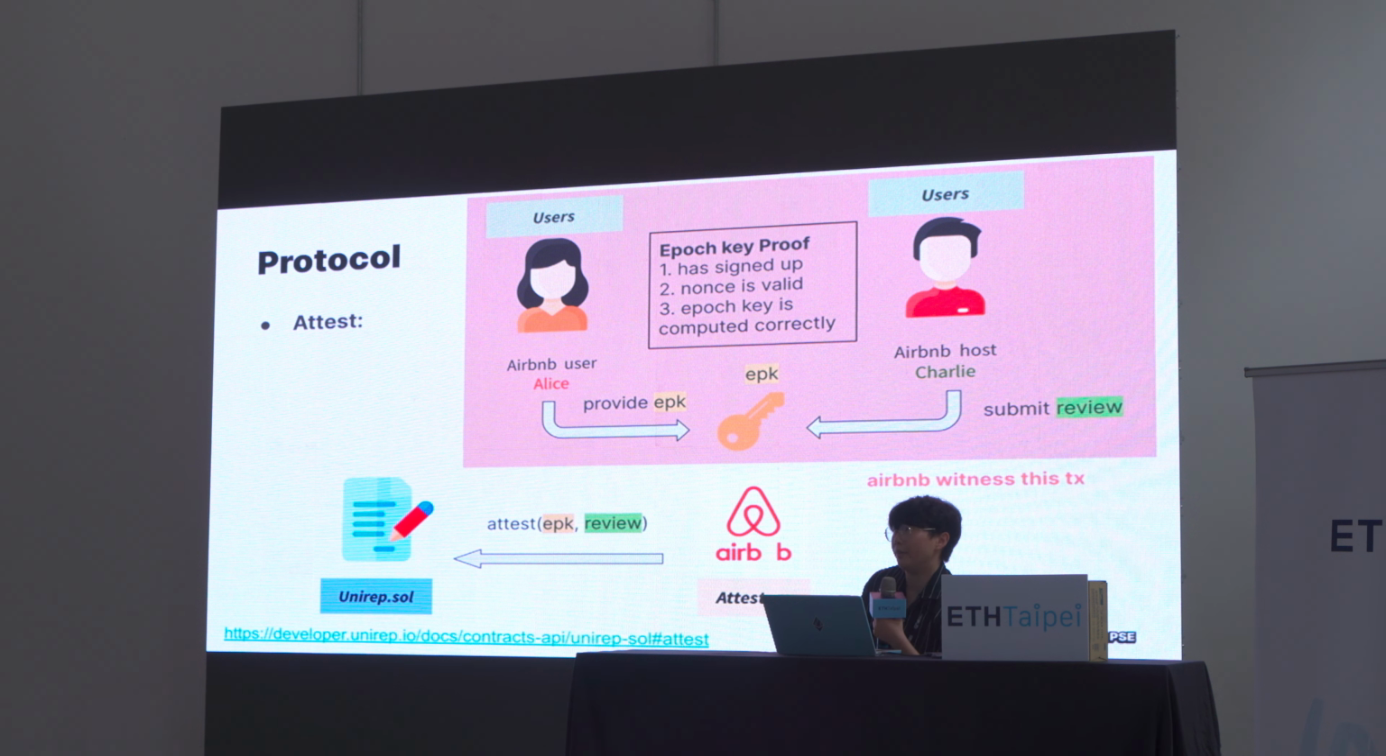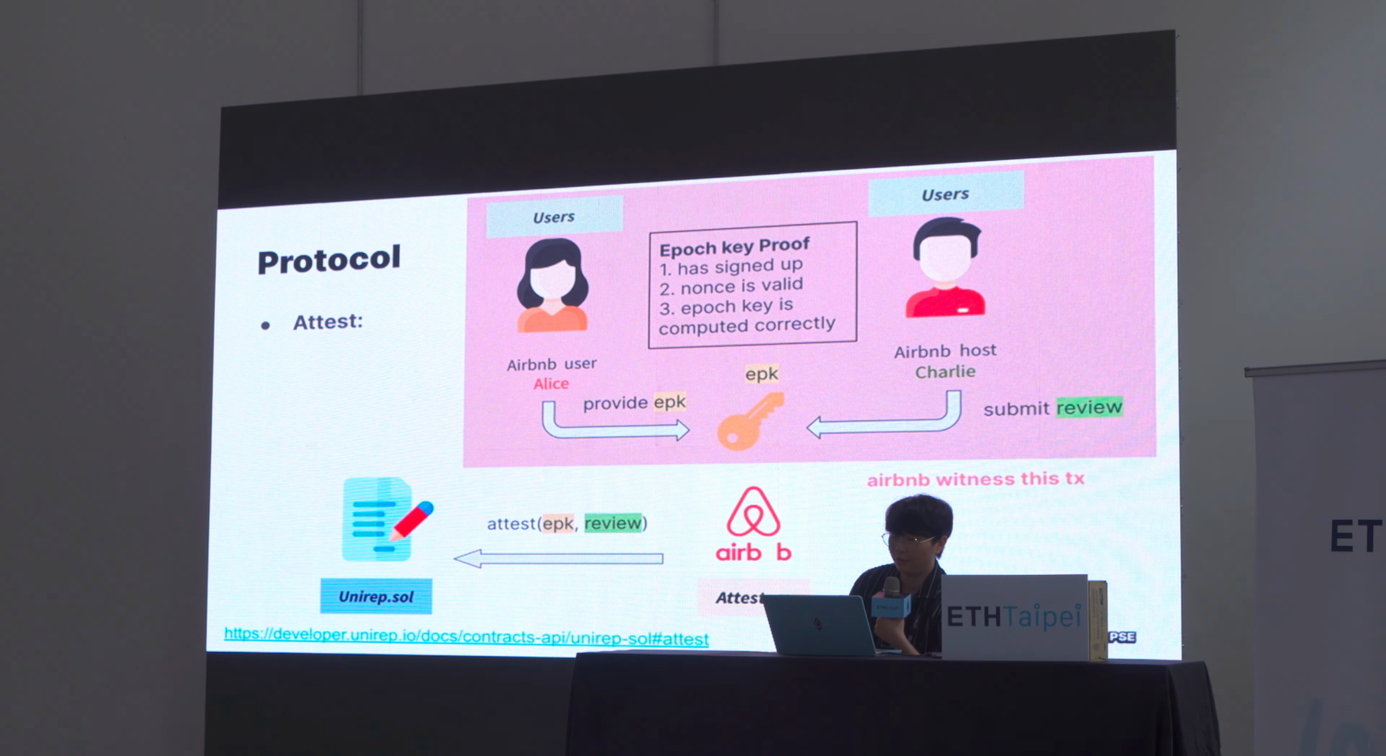Yeah, and if I am the Airbnb company, I can force the user to generate this epoch key before he rents any house, so that we force the users to generate this epoch key before doing any action. After Alice finishes his living, another Airbnb host, Charlie, submits a review to this epoch key. Then Airbnb will witness the whole transaction happen, and Airbnb should submit a transaction called attest. So it sends the review to this epoch key, and then updates the Unirep smart contract state.